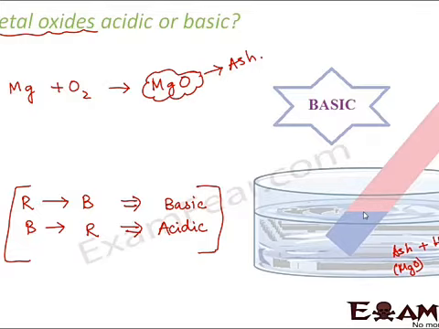Now in this solution, you dip a red litmus, and what do you see? You see that the red litmus has turned blue. So you see, this was the original color of the litmus paper, but this portion has turned blue. So this shows that this solution is basic in nature. So we conclude that metal oxides are all basic in nature. Now if you try this experiment out with other metal oxides, there also you will receive the same result.